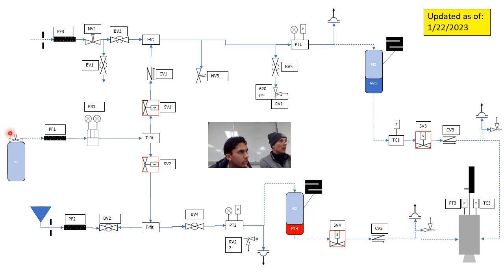Are purged. Okay, so ensure nitrous oxide and ethanol are purged. That just means it's not connected, first of all. Yeah. And how do we check if there's anything in there? Most obviously, we can't really check that it's not connected.